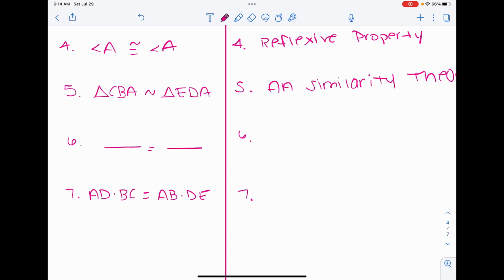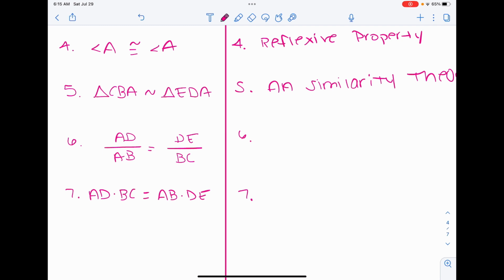Well, the proportion should have 4 elements: AD, BC, AB, and DE. Okay, we want to make sure that when we cross multiply, AD and BC get multiplied. Well, that means they have to be diagonal from one another. You can put them in this diagonal like I have, or the other. And I want to make sure that AB and DE get cross multiplied. So look at your proportion now. Cross multiply it. AD and BC get multiplied. AB and DE get multiplied. And that's what we get for our statement in number 7.